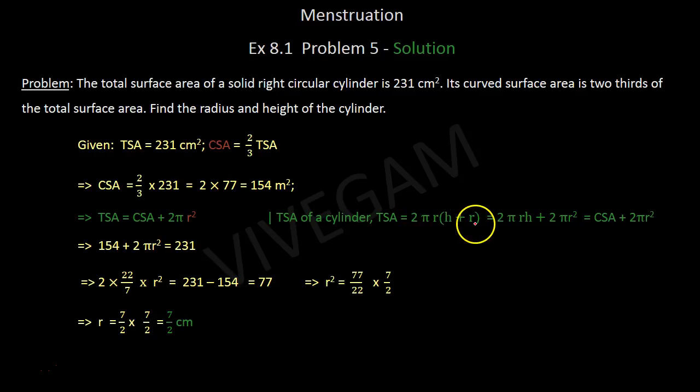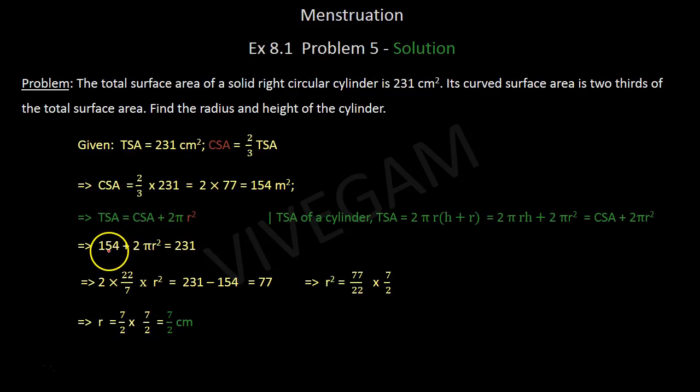TSA is 2 pi r into h plus r, that is 2 pi r h plus 2 pi r square. 2 pi r h is CSA. So TSA can be written as CSA plus 2 pi r square. Okay, so this is another way of writing the same formula. So TSA equal to CSA plus 2 pi r square. So we'll substitute all the values.